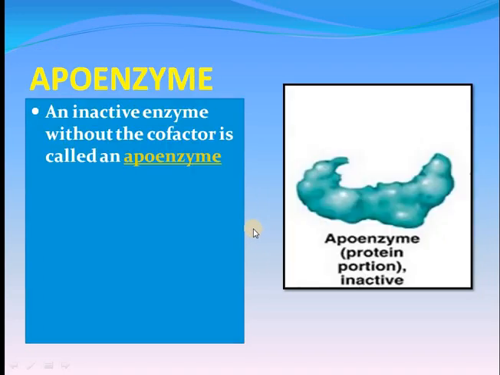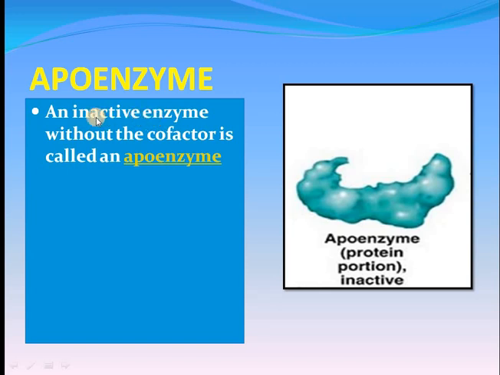On the basis of cofactor, there are two types of enzyme. The one is apoenzyme and the other one is holoenzyme. Now what is the difference between these two enzymes? First we will discuss apoenzyme. What is an apoenzyme? An inactive enzyme without the cofactor is called an apoenzyme.